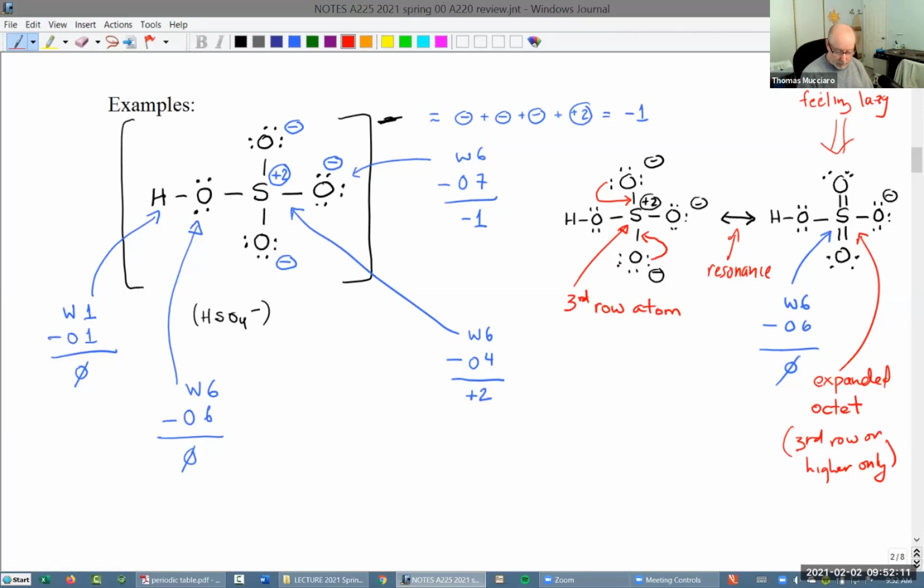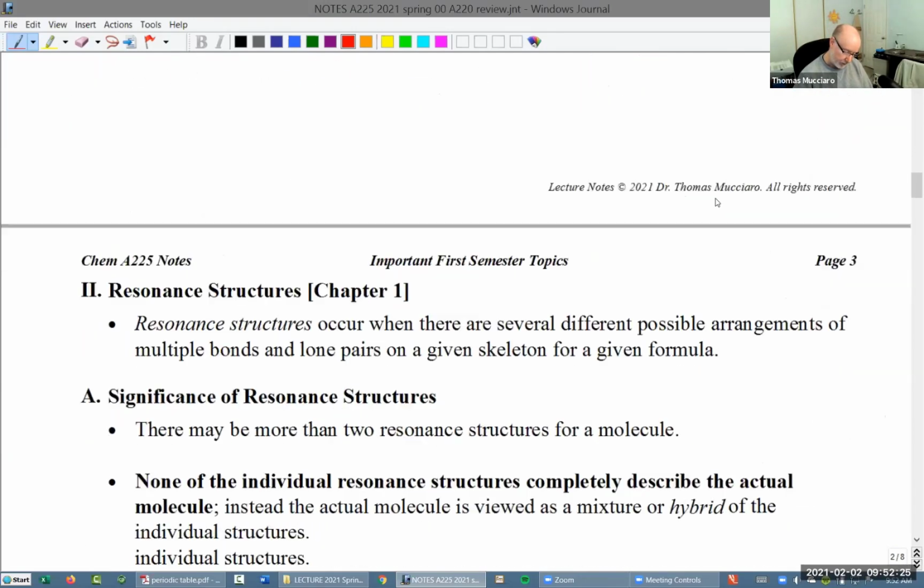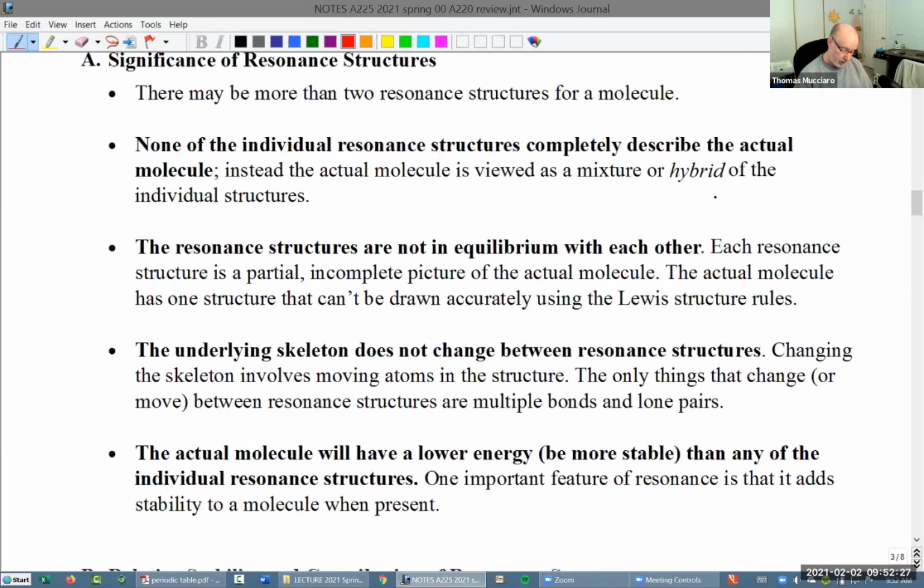The central atom arrangement, the single bond skeleton, is the same, but what we've done is we've moved lone pairs and changed multiple bonds and things like that. So the only thing that's moving here is lone pairs and multiple bonds. So just really quickly to review, we're going to do a lot more with resonance this semester. So you can have more than 2 resonance structures.